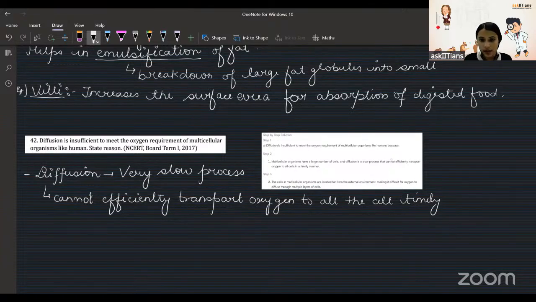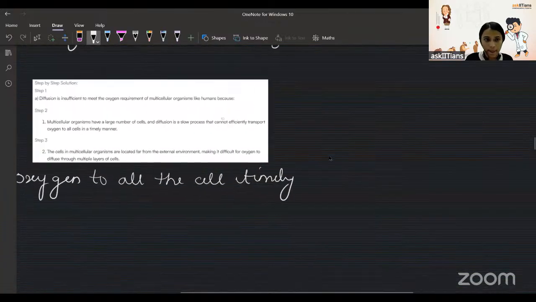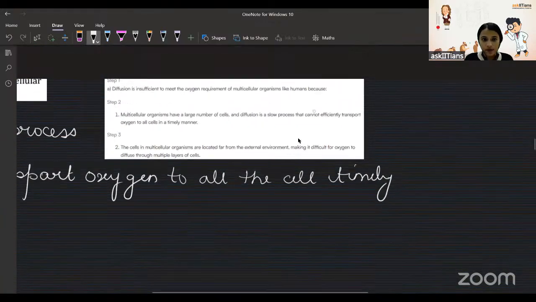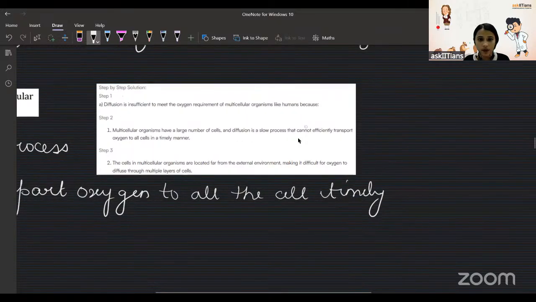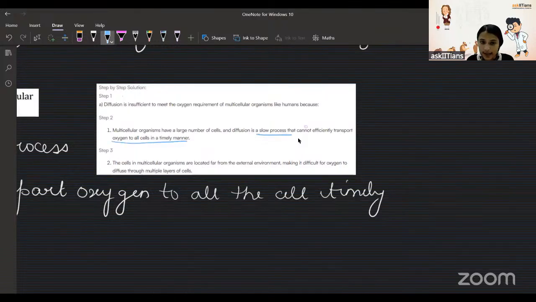Okay, and here the answer is mentioned. You can see, multicellular organisms have a large number of cells, and diffusion is a slow process. It is very slow, right? It cannot efficiently transport oxygen to all the cells in a timely manner. Okay, so as I told you, second thing, the cells in multicellular organisms are located far from the external environment, and it makes it difficult for oxygen to diffuse through multiple layers of cells.